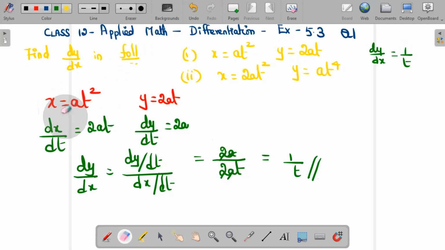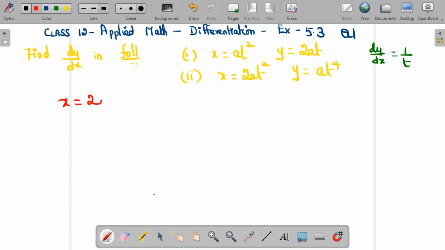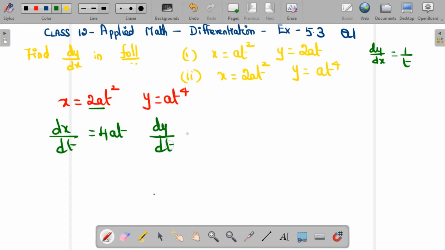Now let's take up the second question and similarly do the differentiation. So in this case, x is equal to 2at squared and y is equal to at power 4. Now let's compute dx by dt. With respect to t, 2a is a constant. So 2 into 2 is equal to 4at. Now dy by dt will be equal to 4at cube.